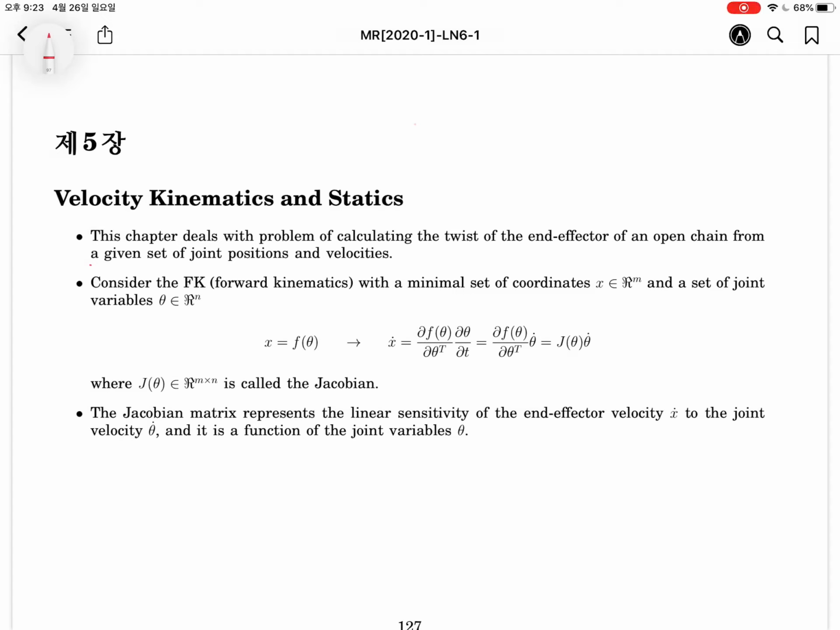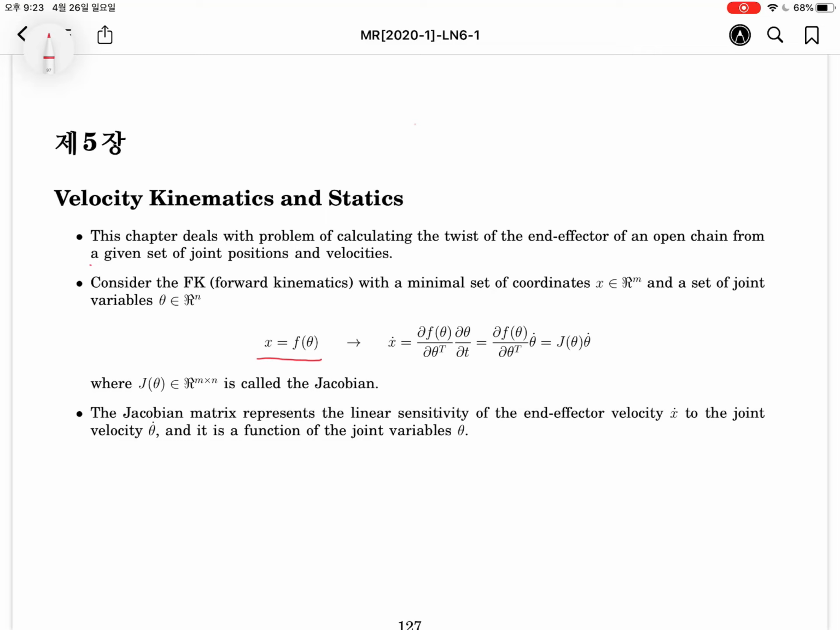In the last week, we talked about the forward kinematics using the POE. At that time, we derived the forward kinematics as a product of matrix exponentials. Now we will talk about the velocity kinematics and the statics.